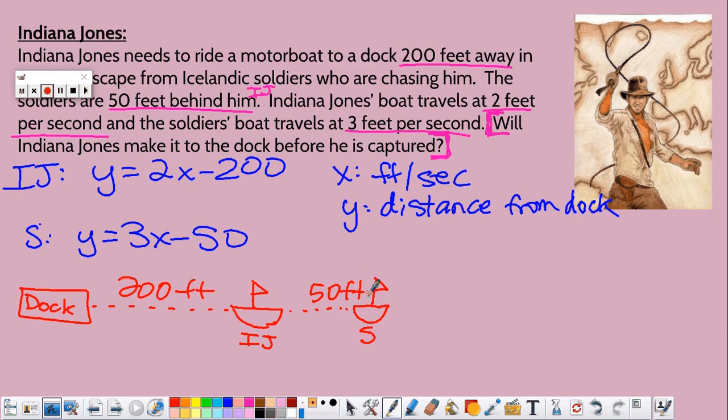Okay, how fast is Indiana Jones's boat traveling? 2 feet per second. And then the soldiers are traveling 3 feet per second. Okay, so here's our picture. Do you think that the first equation that Abby and Reagan wrote matches the picture? Does this tell you that they're 200 feet away from the point they're trying to get to?